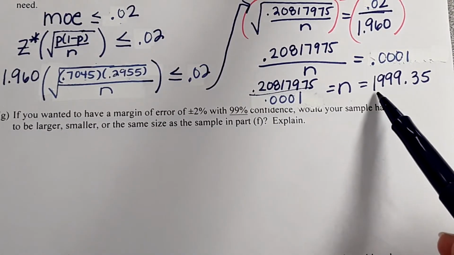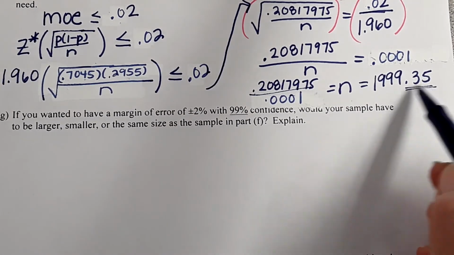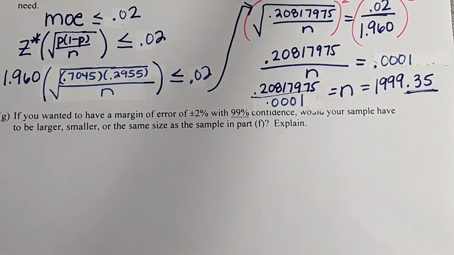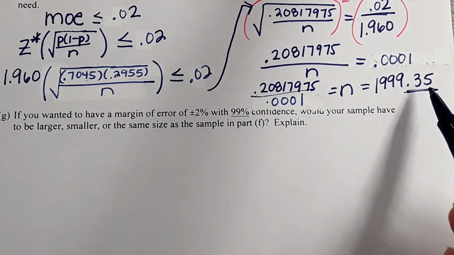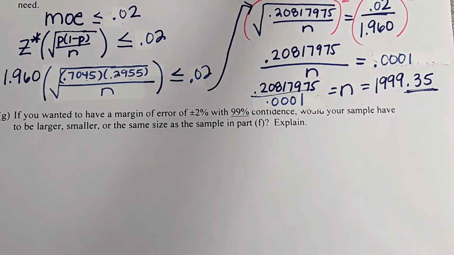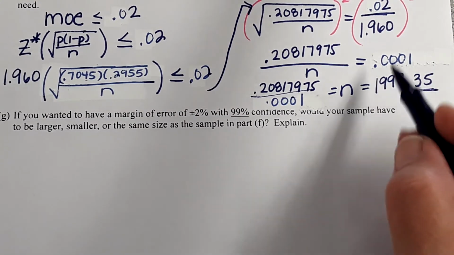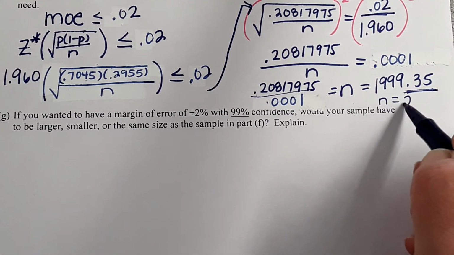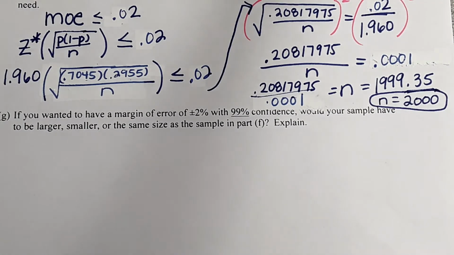The problem is this, we're dealing with sample size, right? It does not matter what this number is. People do not round normally, like, oh, it's 0.3, so we're going to round down. It's a sample size, so we're going to need to round up. So our sample size is going to be 2,000. That is our sample size.